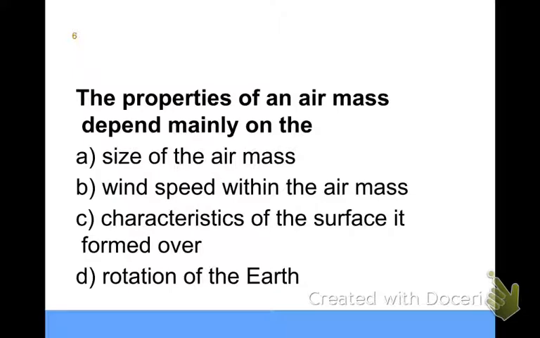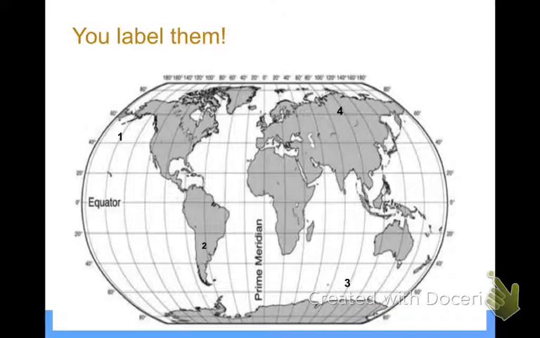And choose your answer. 5, 4, 3, 2, 1. Okay, so let's go back to the beginning, and in just a second, I'll go ahead and give you the answers.